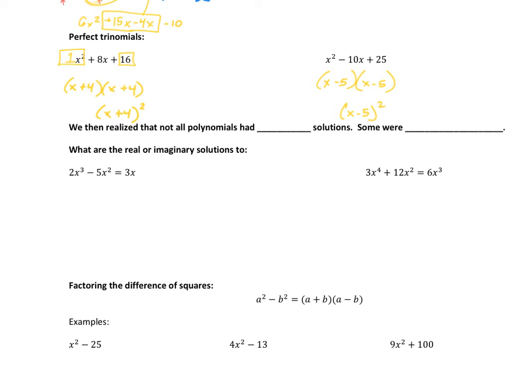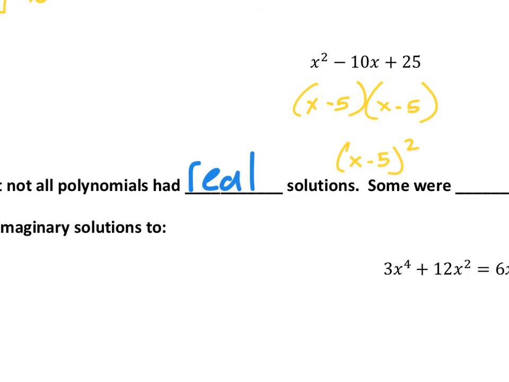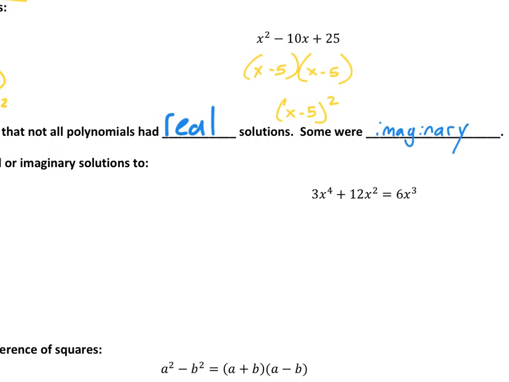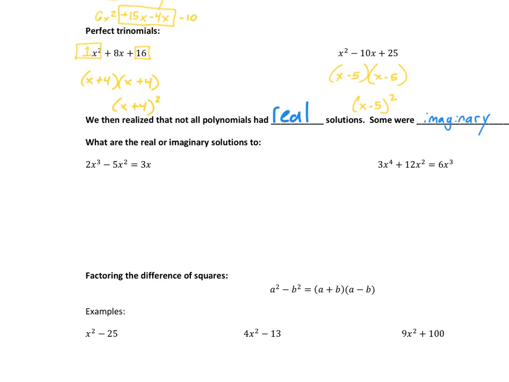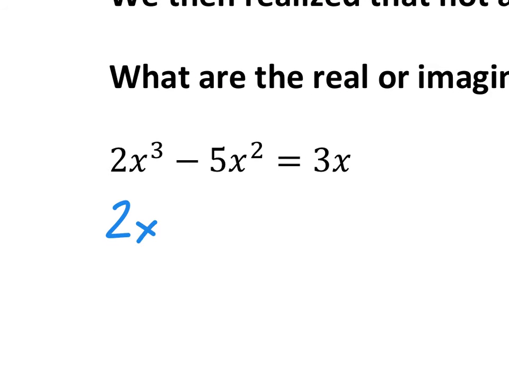Then we realized that not all polynomials had real solutions. Some were imaginary. Imaginary numbers do come back to us here in this chapter. And so it wants to know what are the real or imaginary solutions to these equations here. And this is essentially the full force 4.6 style of question.